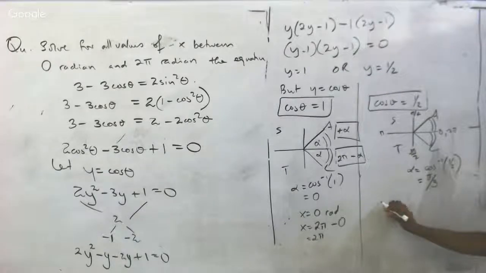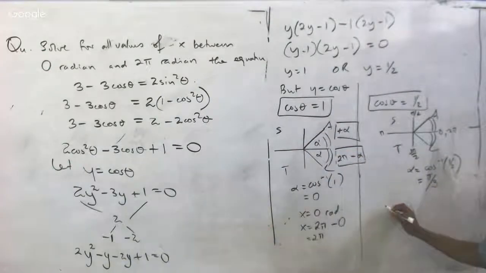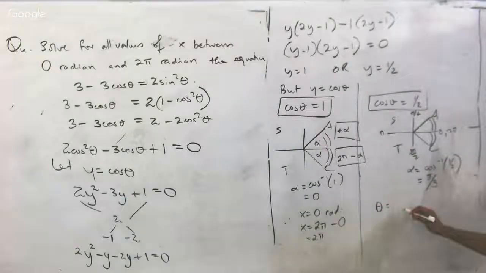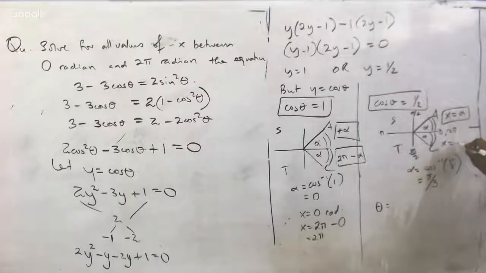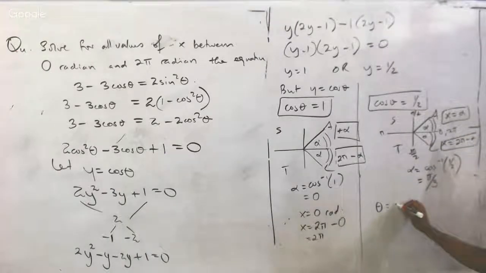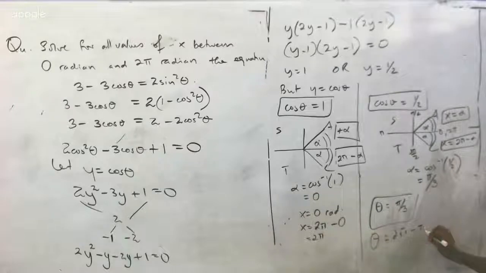And then my answer would be, so theta is equal to, this is alpha, this is alpha. So in this case, x is equal to alpha, right? And in this case, x is equal to 2 pi minus alpha. Same story again, right? So this is just pi upon 3, which is the alpha, right? Or theta equals 2 pi minus pi upon 3.